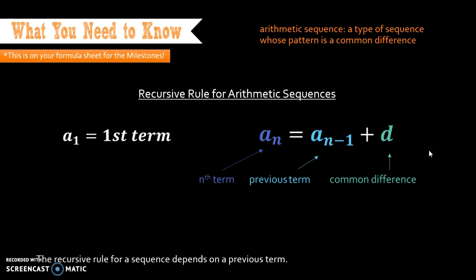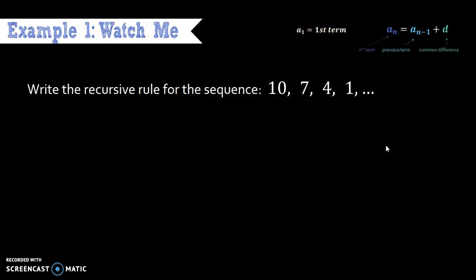The recursive rule for a sequence depends on a previous term. This means that any term I want in my sequence is equal to the term that comes before it plus whatever my pattern or my common difference might be. Here's an example. Write the recursive rule for this sequence, 10, 7, 4, 1, and it keeps going forever. Here's your recursive rule up here.